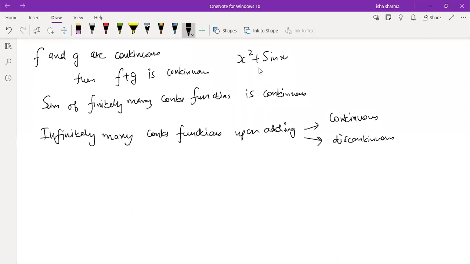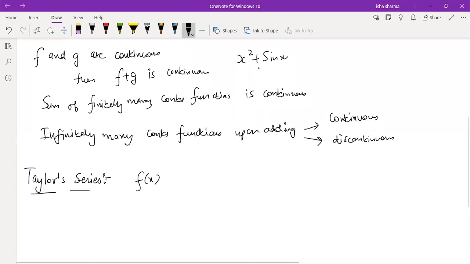So now let me recall Taylor series to you. What was the condition of existence of Taylor series? If I give you a function f of x and ask you to write its Taylor series or Maclaurin series, is it possible for every function? Are you able to write a Taylor series for every possible function? Or was there some condition on f of x which needs to be satisfied, only then you can write the Taylor series expansion? Does anybody remember?